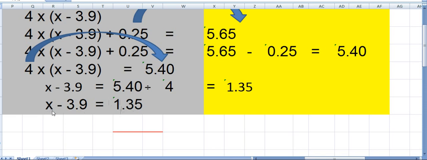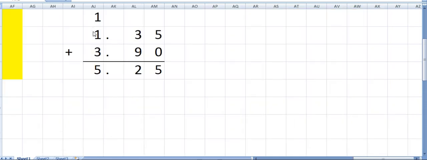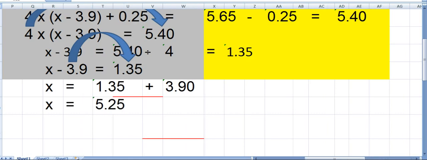Now we have to find out x. So take 3.9 over here. When 3.9 goes to the other side of the equals sign, it becomes plus. So it will be 1.35 plus 3.90. We put the 0 over here. So 5 plus 0 is 5, 3 plus 9 is 12, 1 carry, 3 plus 2 is 5, 1 plus... so the answer is 5.25. x is 5.25.